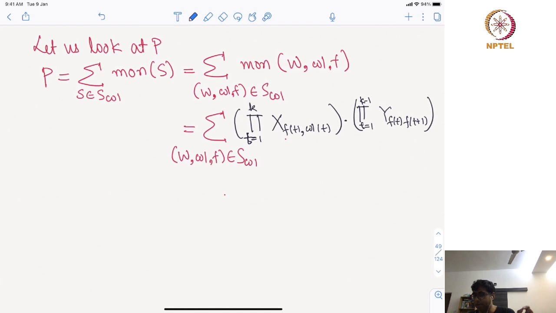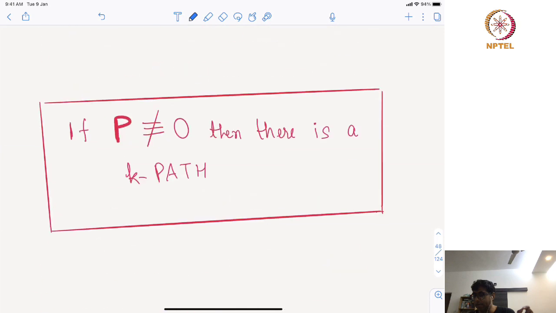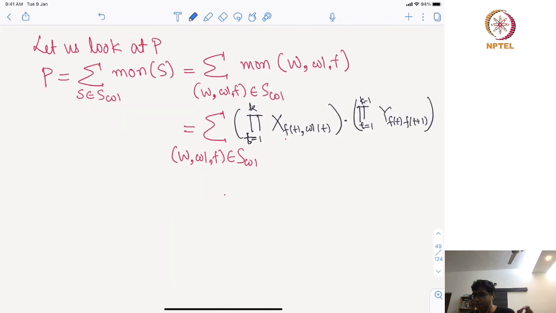So I have just explicitly written down the monomial corresponding to this. Okay. Question. There are two things I would like to say. Look, we have been able to show to you that if P is not identically 0, then there is a K path, right? Okay. So let's look at this P.